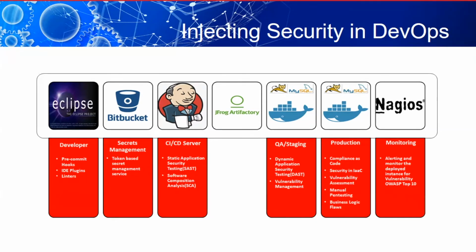Okay, next we move to software composition analysis. In software composition analysis, many organizations use open source libraries or frameworks such as jQuery and AngularJS.